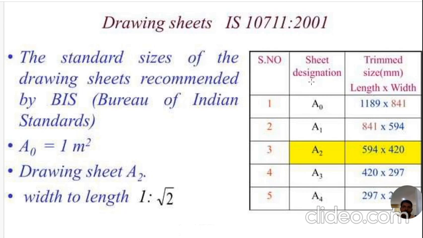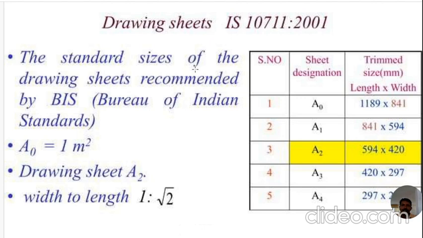The next drawing instrument is the drawing sheet. The drawing sheet is classified into the following types: A double naught, A1, A2, A3, A4. These five drawing sheets come under the A classification. The drawing sheet quality depends on the thickness, which is measured in terms of weight in grams.